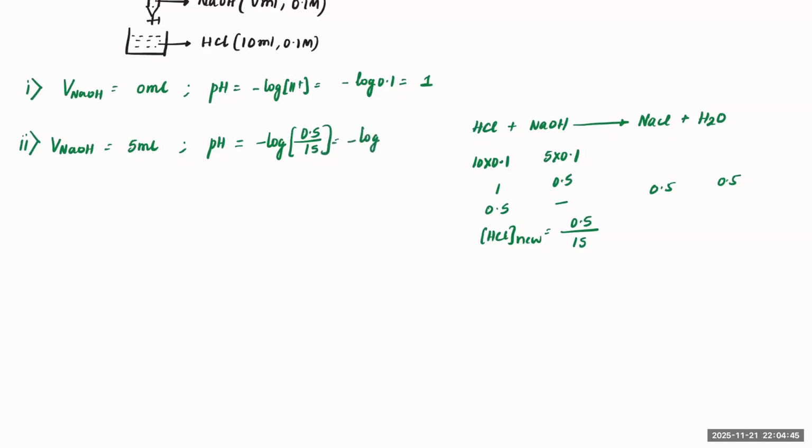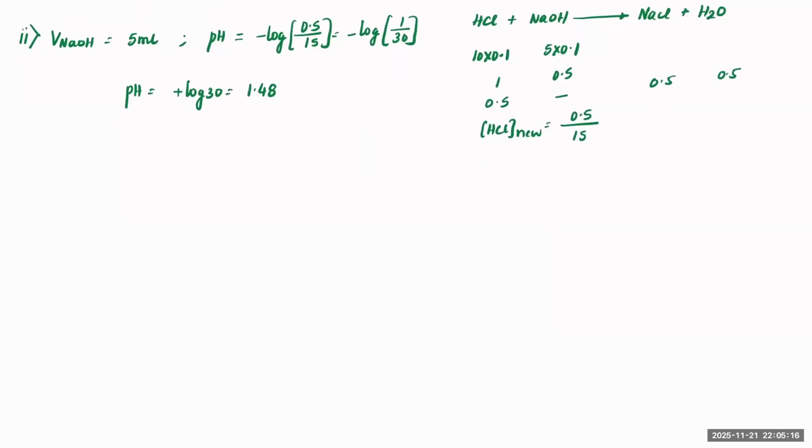Okay. So that is equal to minus log of 1 by 30. Okay. Or simply pH will be equal to plus log 30. Okay. So that will become 1.48. So have you noticed, after adding 5 ml, the increase in the pH is very gradual. Okay. It's not a very high change also. But it is gradually increasing. So pH is around 1.48. The first two cases are clear, everybody.